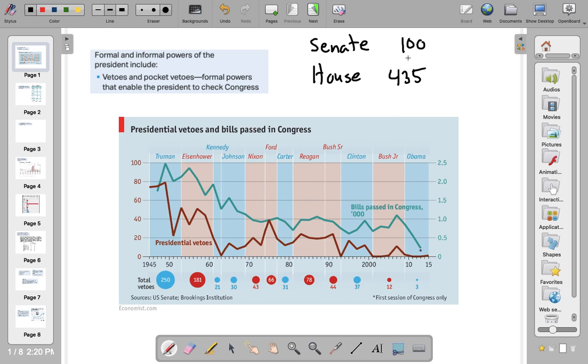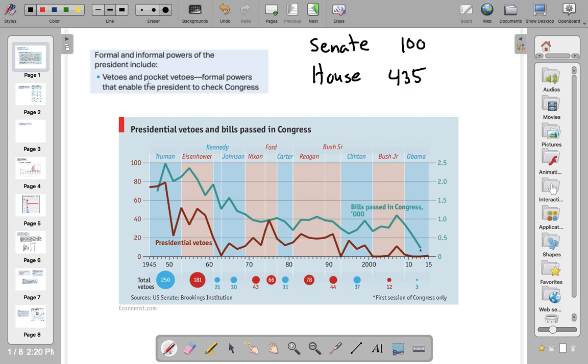Remember the lesson on how a bill becomes a law. A bill can go through the House or the Senate, but it has to pass with a majority. So half the senators plus one and half of the members of the House plus one would vote to approve the bill. Then this bill would go to the president. The president could A, sign the bill, or B, veto the bill. There are a couple different types of vetoes. There's the regular veto, and then there is the pocket veto.